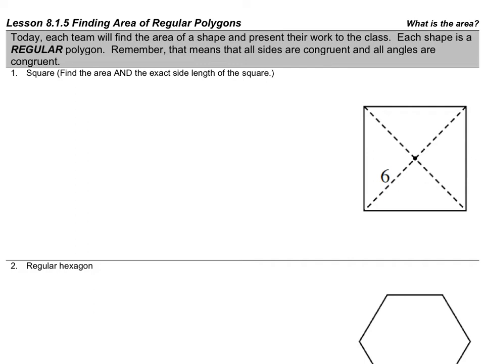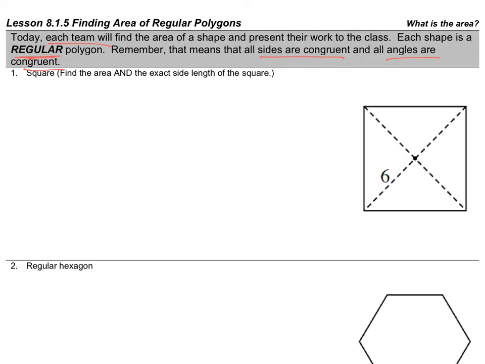Okay, directions here at the top of the page say today each team will find the area of a shape and present their work to the class. Each shape is a regular polygon. Remember, that means all sides are congruent and all angles are congruent. Well, each team will not be doing that today. I will be doing it for all 6 shapes. We've got 3 on the front and 3 on the back, and they are all regular polygons. So let's get going here with this first one.